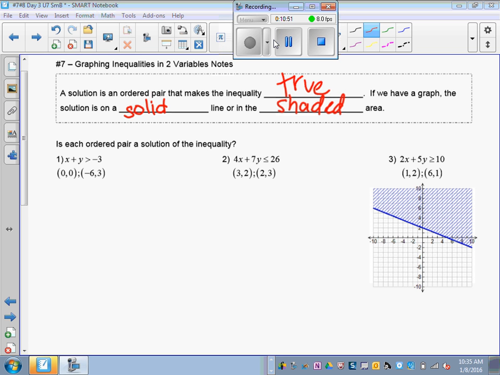It says, is each ordered pair a solution of the inequality? All right. So we need to go ahead and take each of these and put them in for x and y. We have x and y. So we're checking 2 different points here. So for this first one, both x and y are 0.